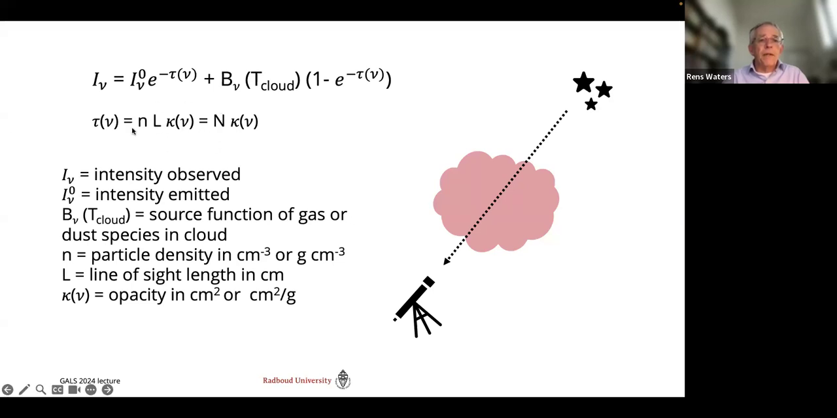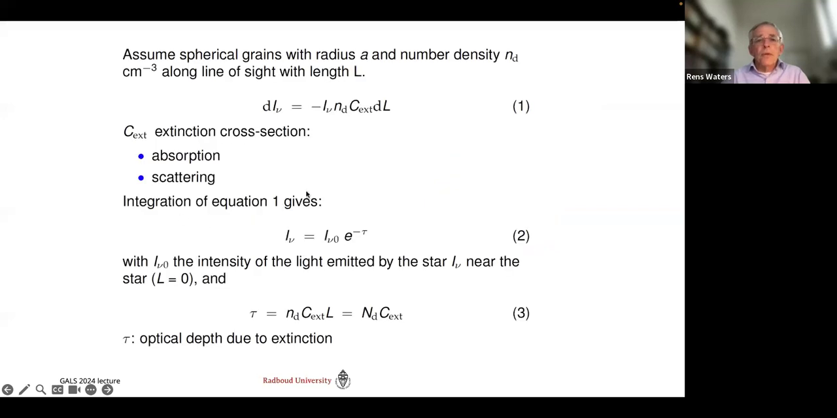And then you can rewrite this also by combining the number density and the length, because often you don't know either one, but you do know the product of the two, which is a column density, in particles per square centimeter. So then we go to this very simple radiative transfer equation, where the diminishing of the intensity is proportional to the intensity times the number density of dust particles times the length times the extinction cross section, which has two components, absorption and scattering.